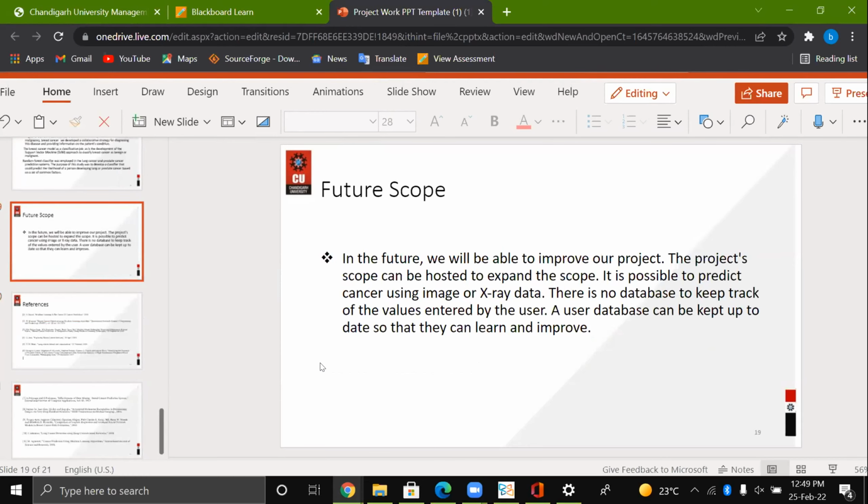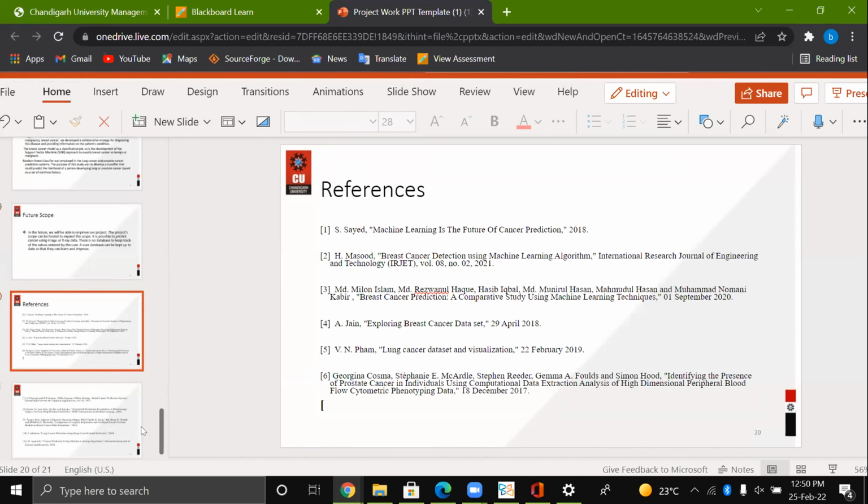The future scope of this website: in the future we will be able to improve our project. The project can be hosted to expand its scope. It is possible to predict cancer using image or X-ray data. There is no database to keep track of the values entered by the user. A user database can be kept up to date so that the system can learn and improve. Now these are the references.